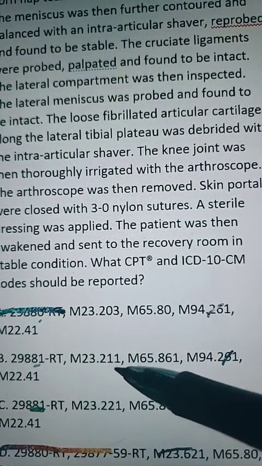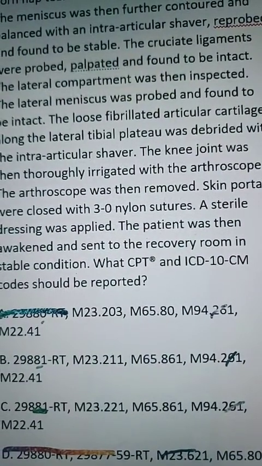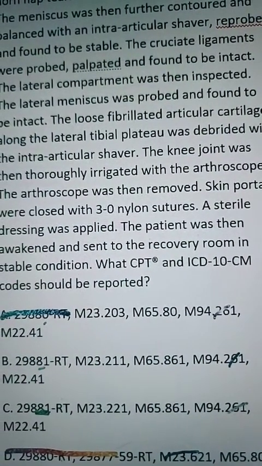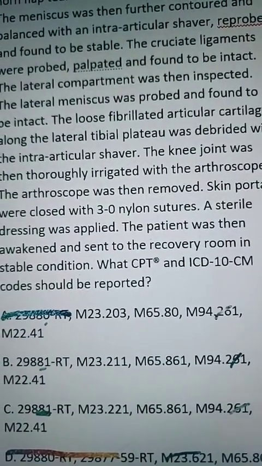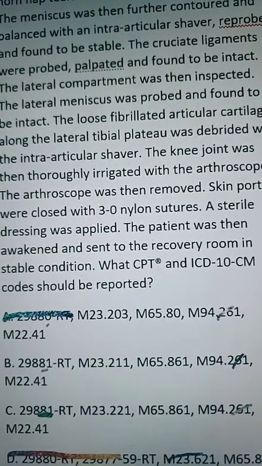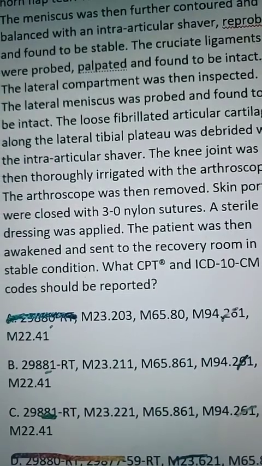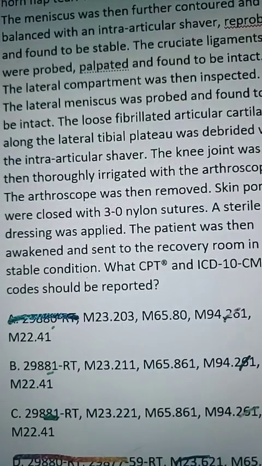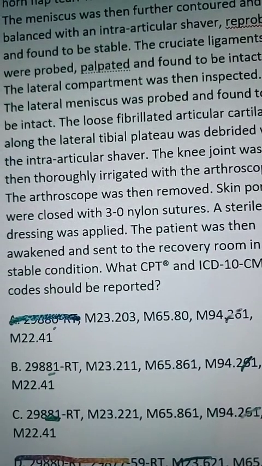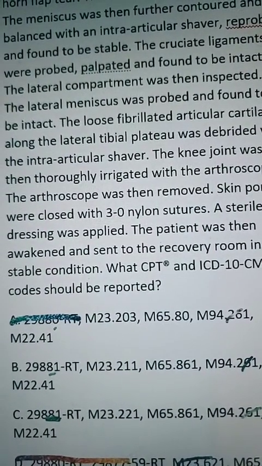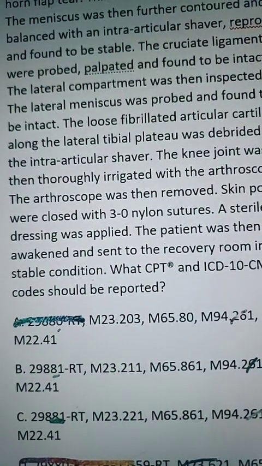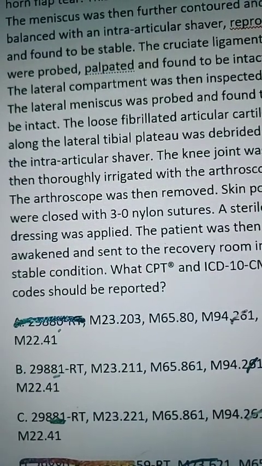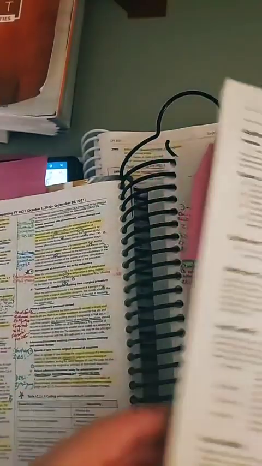M23.221 or 211 is our difference. This one you have to look in two books for the answer instead of one. Get out at least a current year. That's 2020, that's 18. Lord, I've got so many books all around. This one is 2021. And goodness, does it have some writings in it. Y'all got some crazy writings.